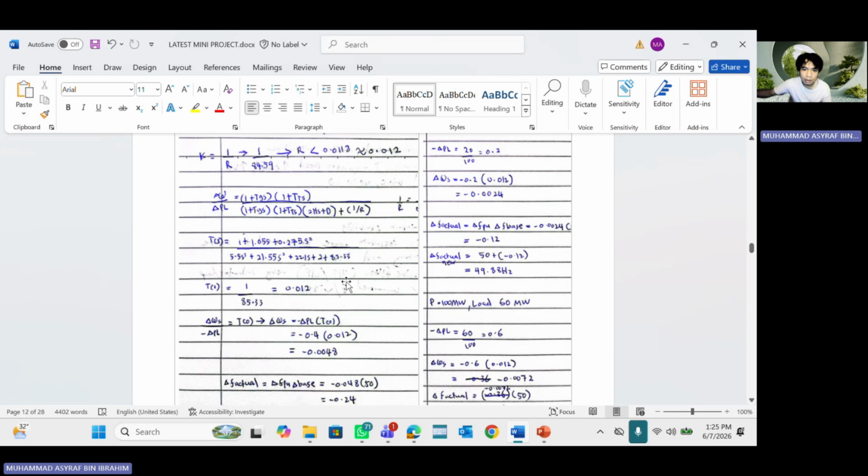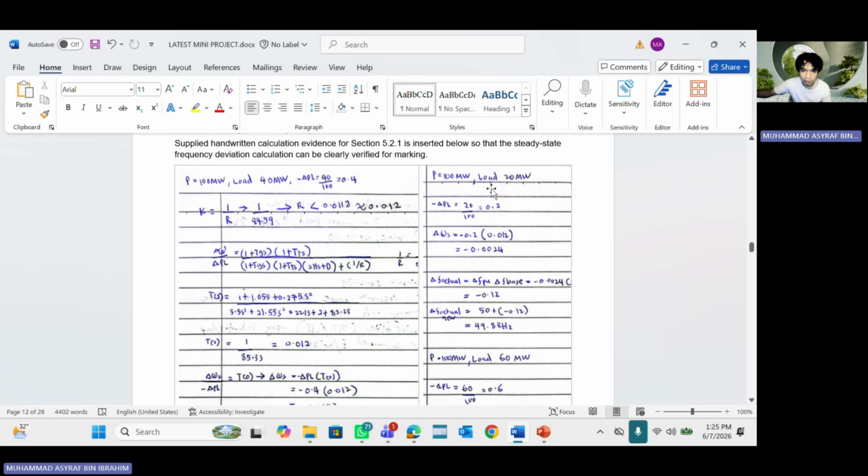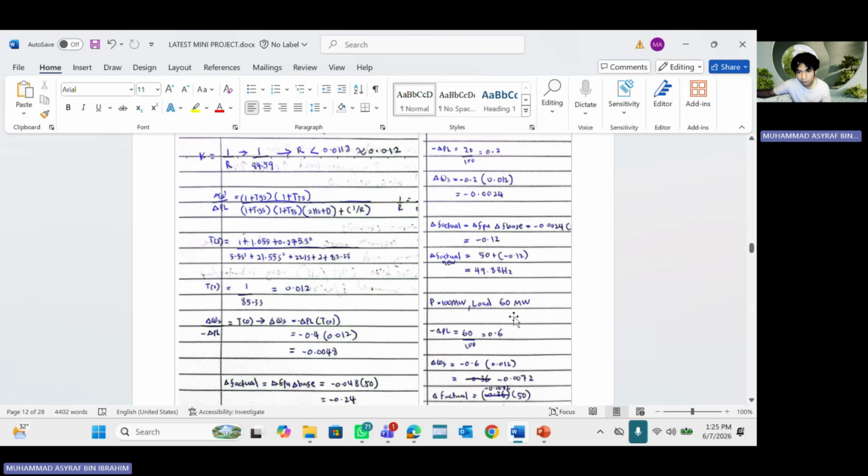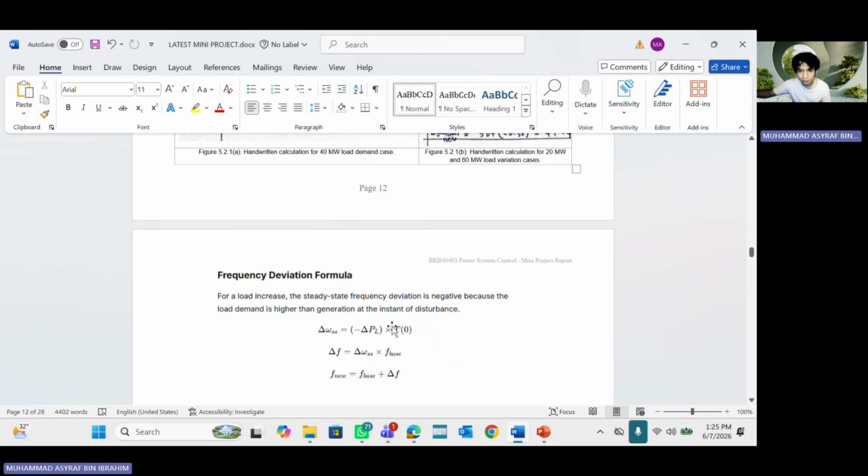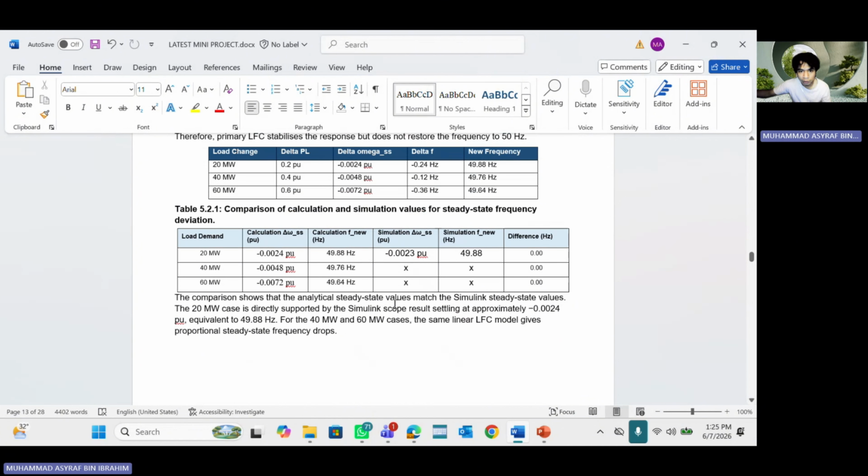So we try different values. We try 20 megawatt, which brings the PU to 0.2, and 60 megawatt, which brings the PU to 0.6, and then we have certain values which we put in the table.